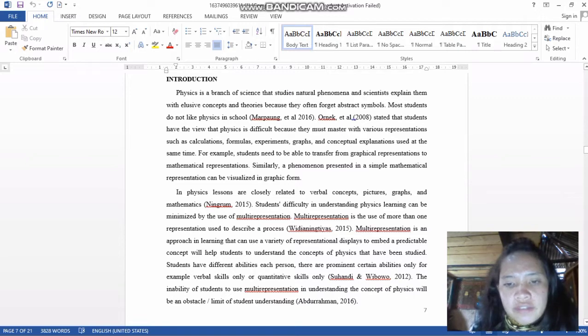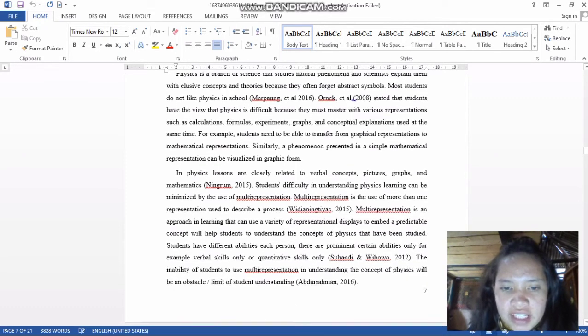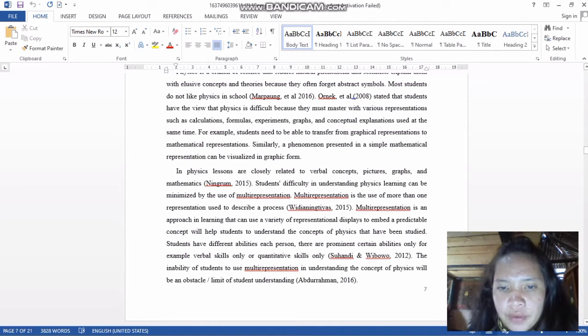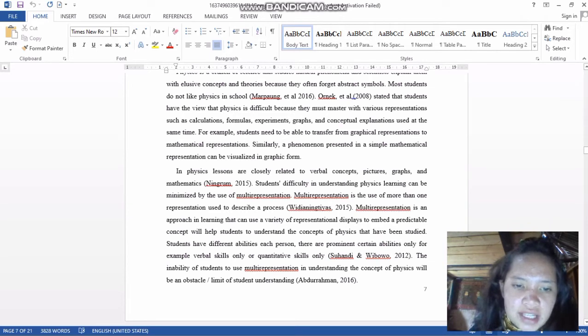Widiantius 2015. Multi-representation is an approach in learning that can use a variety of representation displays to a predictable concept and will help students to understand the concept of physics that have been studied. Students have different abilities each person. There are prominent certain abilities only, for example, verbal skill only or quantitative skill only.